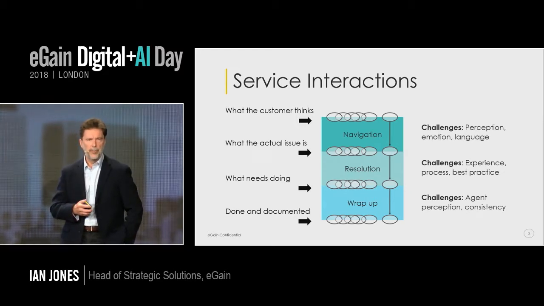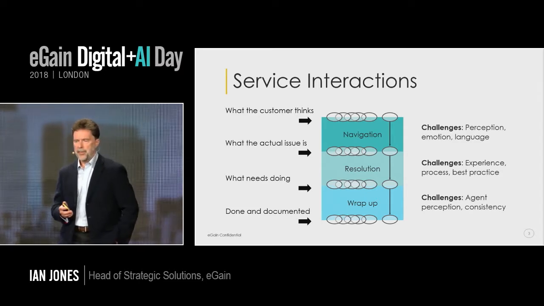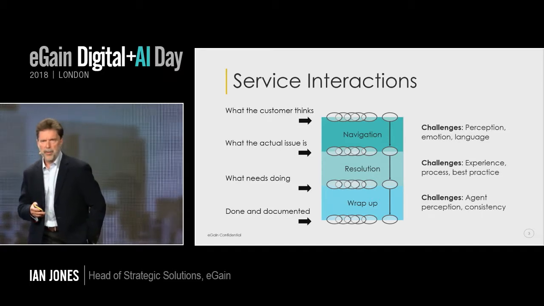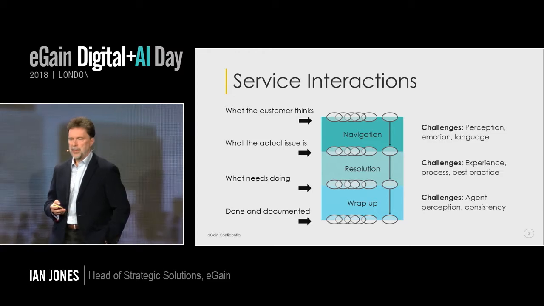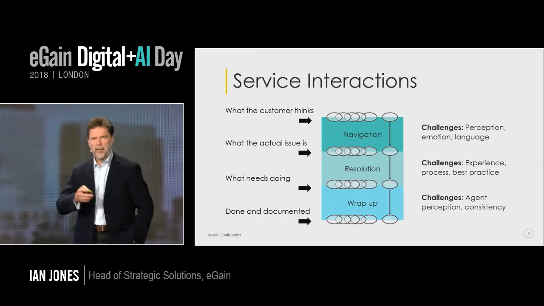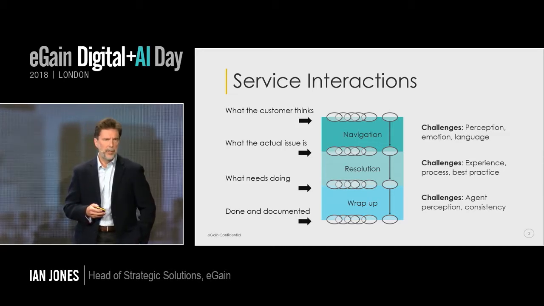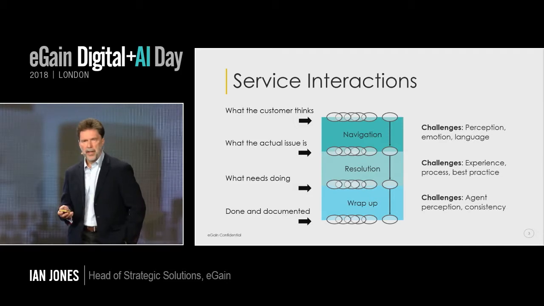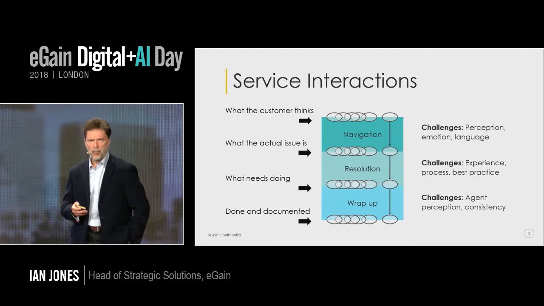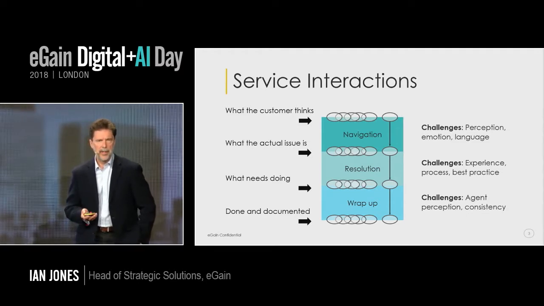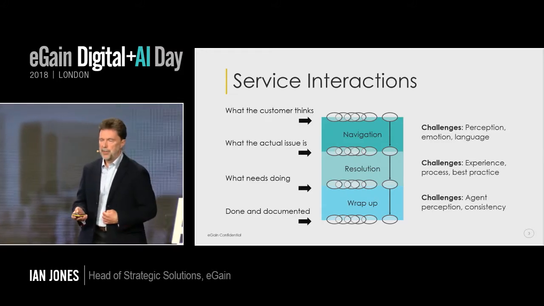But then there's a second phase, going from what the issue is to working out what needs doing. Again, they may rely on experience, they may follow a process, there may be some elements of best practice they're supposed to challenge, and at the end they work out what needs doing. And then the final stage of the service interaction is getting it done and documented, the wrap-up phase. And there, often the challenge is that the next call is coming in, or what was it we talked about? So there are challenges of consistency. That's the general model of a service interaction.